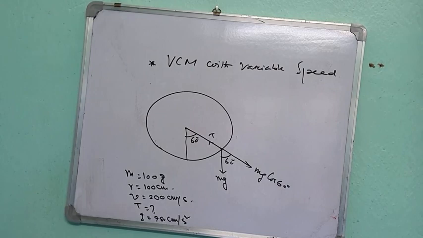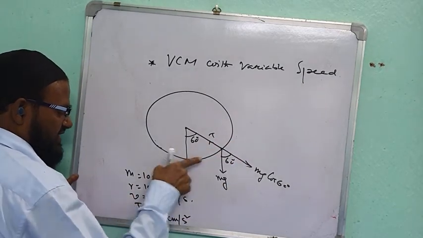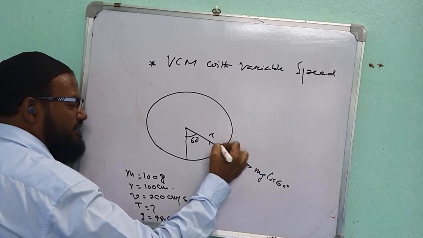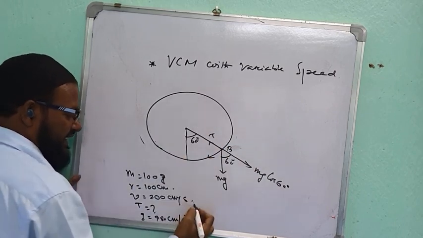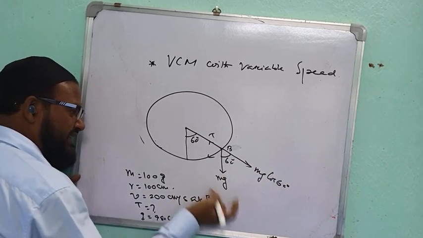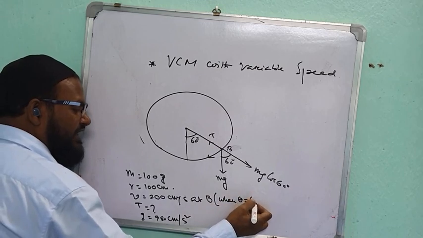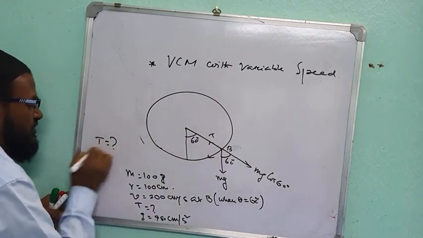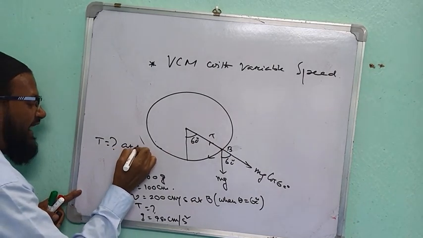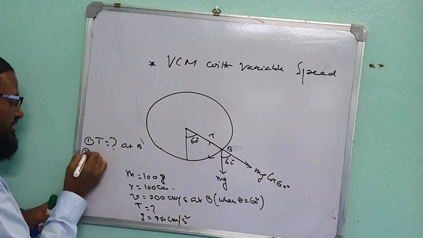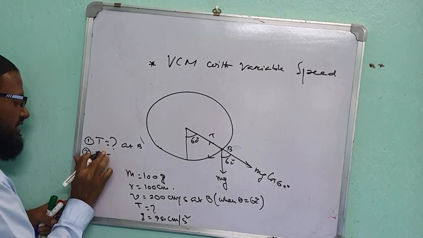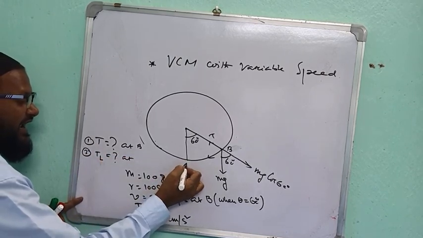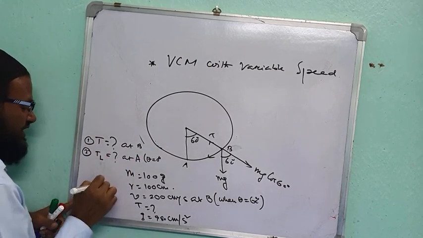Okay. Next question is, here v. What is the v? v at B or at E. Please, you can write, this is B. At B means when theta equal to 60 degree. Here is the second question. Question is in this position T. T at B. This is question number 1. Question number 2, T at A, means theta equal to 0 degree. This is the question. Question number 3.